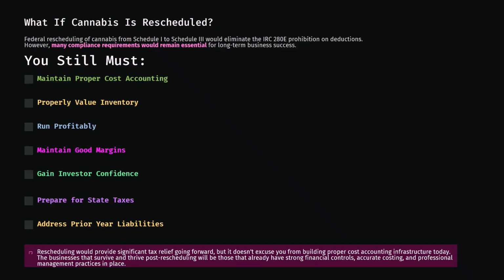And you still need to gain investor confidence. Investors and lenders demand clean books, accurate cost accounting, and transparent financial reporting. Rescheduling won't change these requirements. If anything, professional investors' expectations will increase as cannabis becomes more mainstream. State level excise taxes will mostly not go away with federal rescheduling because many states depend on cannabis tax revenue for budget commitments. Your state tax compliance burden continues regardless of federal rescheduling.